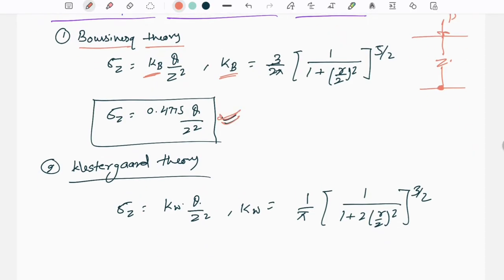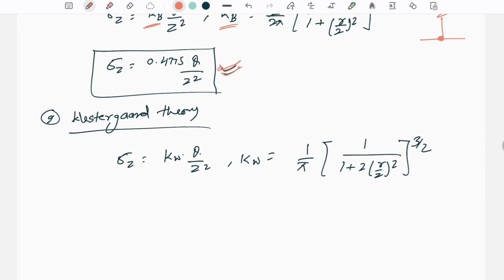By this equation. Another theory is Westergaard theory, in which sigma z is equal to Kw into Q by z square. Here Kw is the Westergaard coefficient, and the expression for this is 1 by pi multiplied by 1 divided by 1 plus 2 r by z whole square, whole raised to 3 by 2.